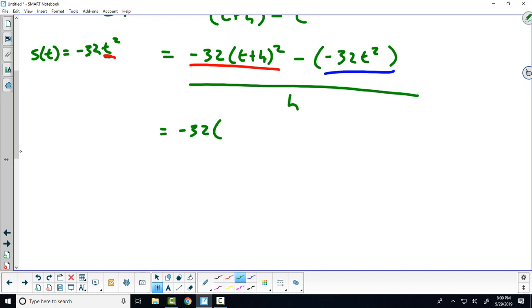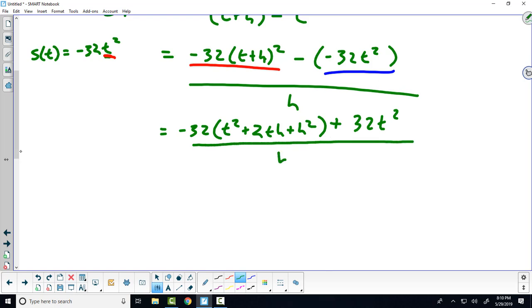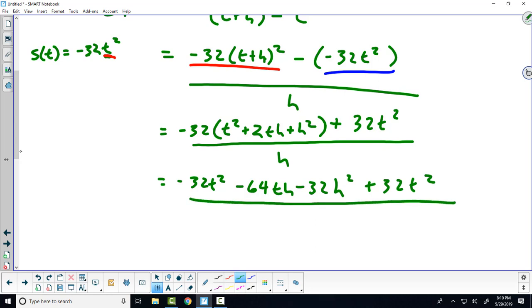I'm going to go ahead and FOIL this out. This gives me t squared plus 2th plus h squared minus, so that's giving me plus 32t squared all over h. Okay, I'm going to go ahead and distribute that minus 32 through. So this gives me minus 32t squared minus 64th minus 32h squared. Ooh, that's ugly. Minus 32h squared plus 32t squared all over h. What have I got? I've got a mess. Okay? Always at this point you get to a mess.